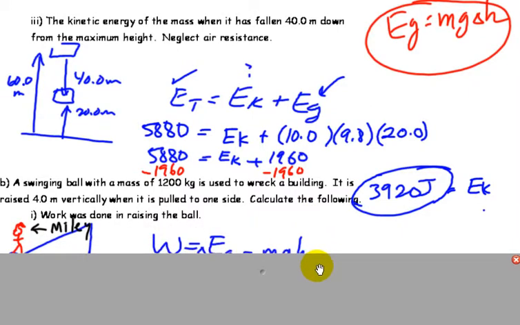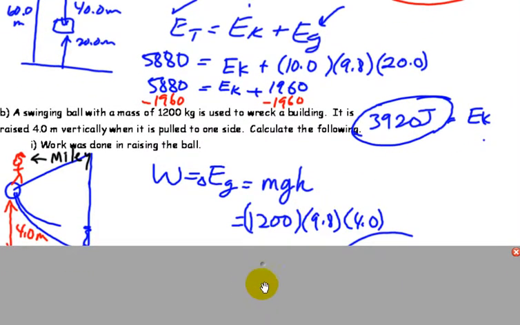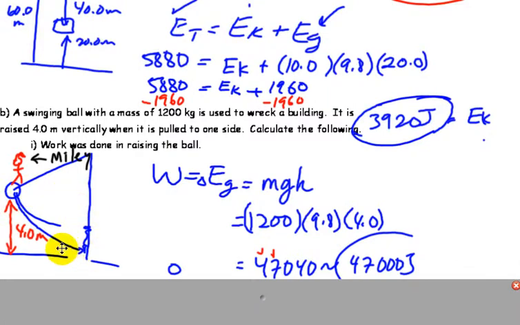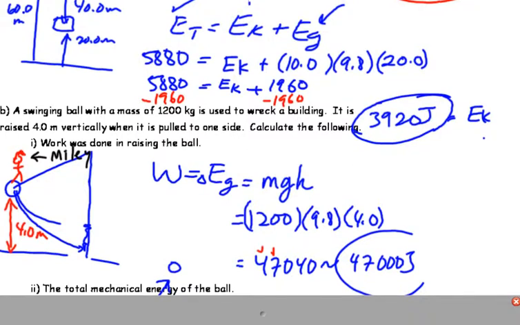Okay. A wrecking ball with a mass of 1200 kilograms is used to wreck a building. It is raised 4 meters vertically when it's pulled to one side. Calculate the following. And of course, here I tried to make a poor Miley Cyrus joke in the wrecking ball. So we're pulling it up vertically here, 4 meters vertically. The work done is equal to the change in energy, and the type of energy that's changing as we lift up this wrecking ball is mgh, mass times gravity times height, 47,040. Rounding off to two sig figs, 47,000 joules.